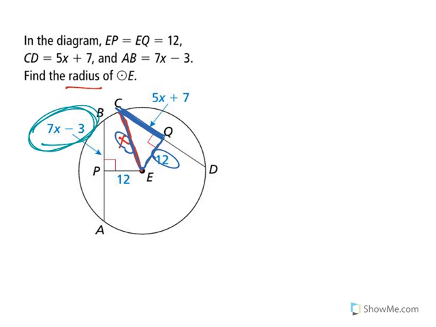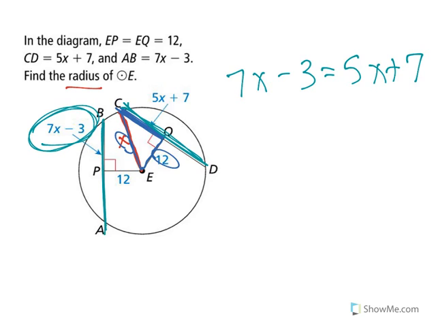Okay, so we can set 7x minus 3 equals 5x plus 7. Let me back up and remind you that the 5x plus 7 is this, the 7x minus 3 is this whole thing, and we know that those chords are equal because of that very first theorem we learned today, that if these parts are equal and perpendicular, then the chords are equal.